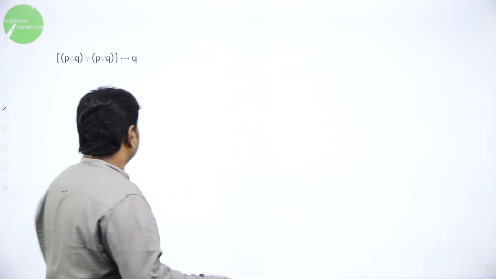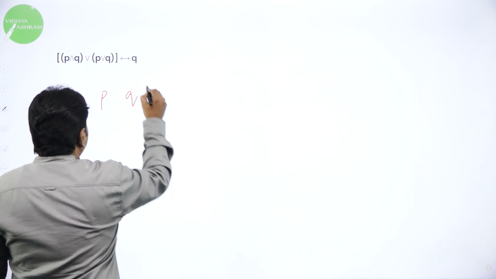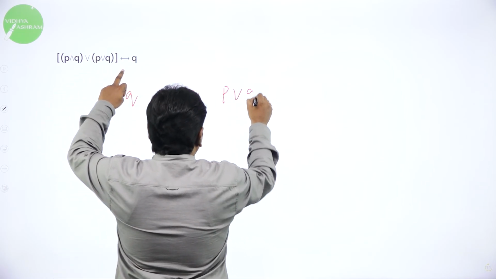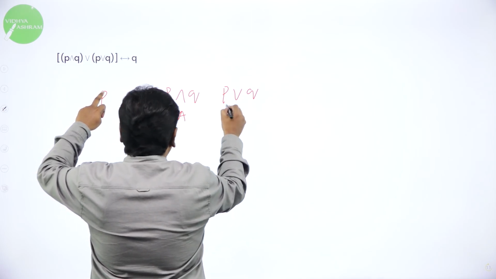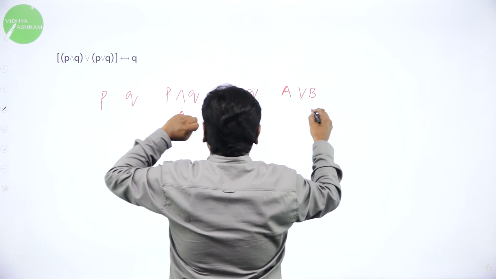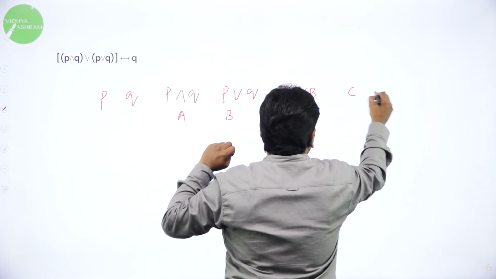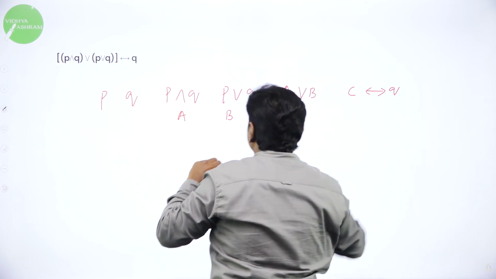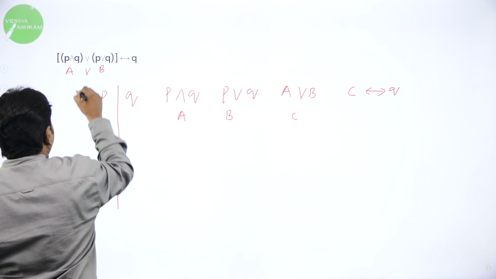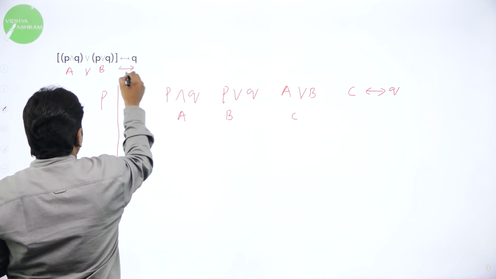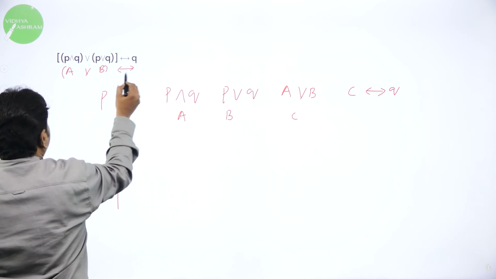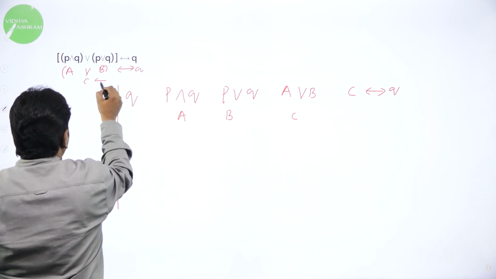So we'll check this. Here we have P, then Q, then P and Q, then P or Q. I call P and Q as A, and I call P or Q as B. Then they want A or B, which I call C. Then they want C bi-implies Q. So I am naming these as A and B, so it becomes A or B, put together I call it C. So C bi-implies Q. The given question I made as C bi-implies Q.